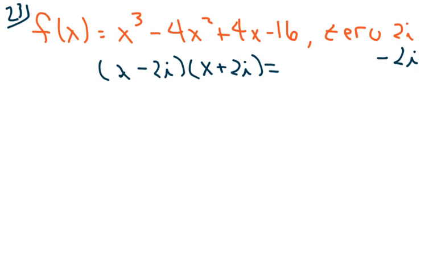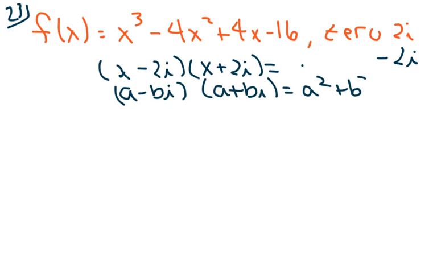And when you multiply this, remember in general this is like a minus bi times a plus bi equals a squared plus b squared. So in this case we have x squared plus 2 squared, which is what? 4. So now all I'm going to do is use long division and divide.